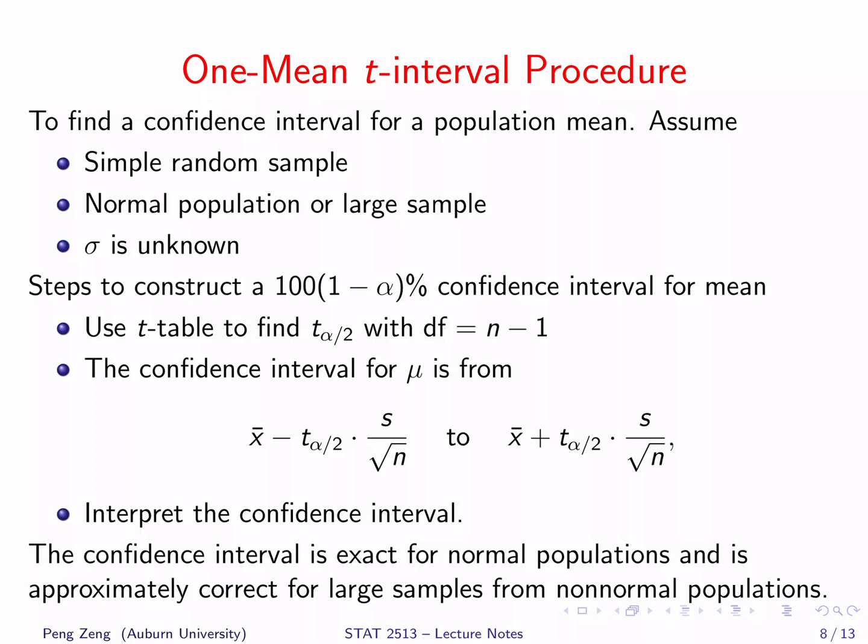The confidence interval is exact for normal populations and approximately correct for large samples for non-normal populations. For non-normal data, as long as the sample size is large enough, by the central limit theorem, the sample mean still follows a normal distribution. In this case, the t procedure still approximately holds.